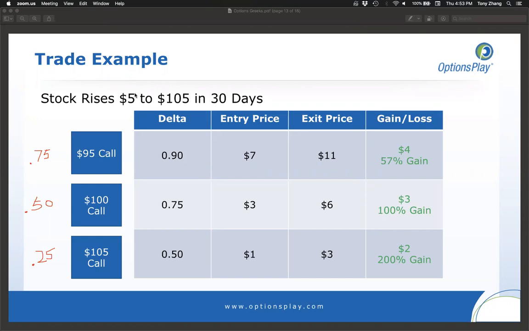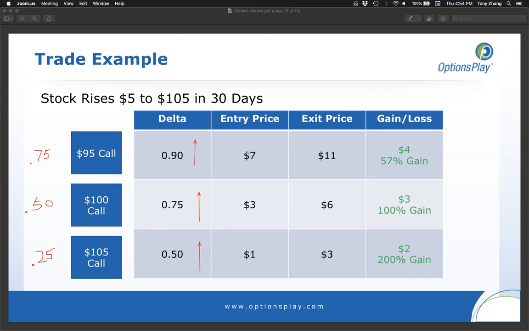And here what I've looked at is, let's say in this particular case, the stock rises $5 to $105 in 30 days. So halfway through expiration, I bought a 2-month option. Halfway to expiration, the stock rises by $5 to $105. And I want to show you how each strategy performs. So what happens is when the stock rises $5, guess what? The delta also increases. It increases to 90 delta. The 50 delta increases to 75 delta, and the 25 delta increases to 50 delta.